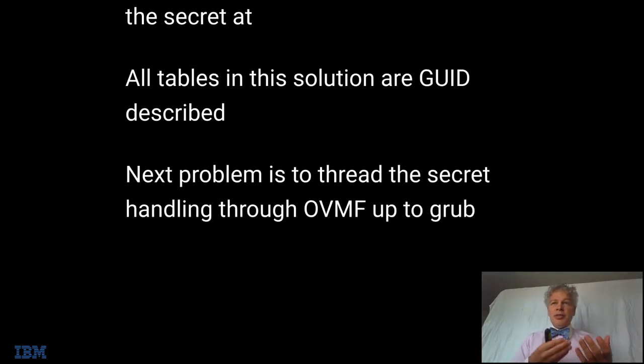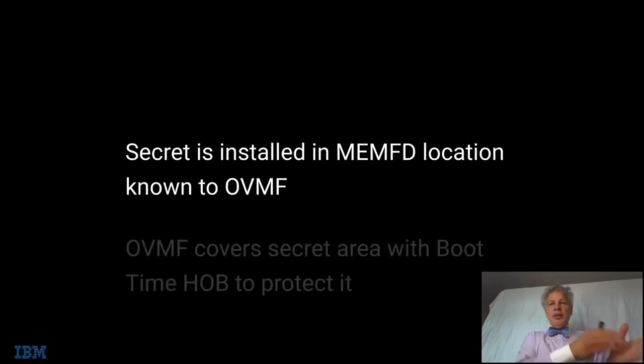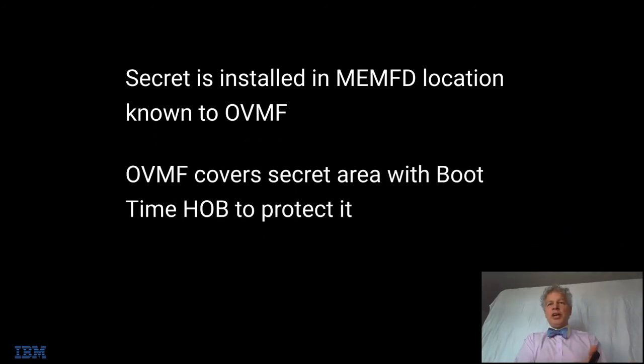The next problem is to thread the secret handling through OVMF and up into GRUB, such that GRUB itself can use the secret you injected into the virtual machine that was picked up by OVMF to actually perform the decryption. Since the secret is installed in a known memFD location in OVMF, OVMF will cover it with what's called a boot time HOB to protect it. HOB is handoff block. Boot time HOB really means that this block will remain protected in OVMF until you call exit boot services, which isn't actually done until you get to the kernel OVMF boot stub.